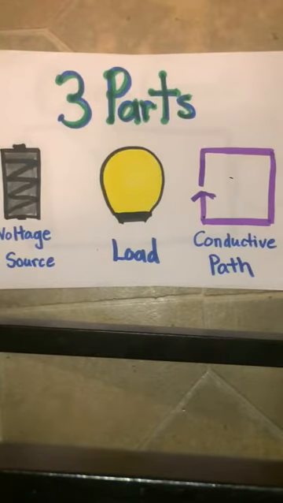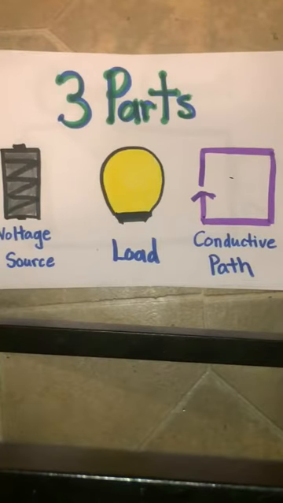Next is the load. The load is what is being powered by the electricity, like a light bulb or a TV. It gets its name because it loads down the power supply, like if you were loaded down with lots of heavy books. The heavier the load is, the slower the circuit flow will be.